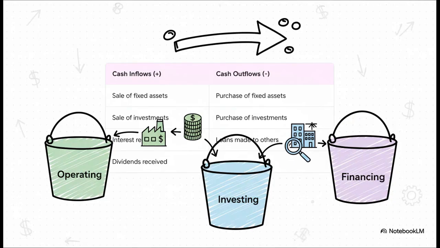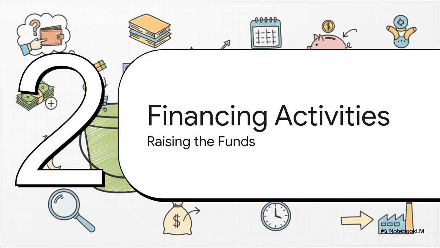So cash goes out when the company buys a new factory or some big machinery. And cash comes in when maybe it sells off an old building it isn't using anymore, or when it gets interest and dividends from investments it has made in other companies. It's all about building for the long term. Okay, 2 buckets down, 1 to go. Our third and final bucket: financing activities.